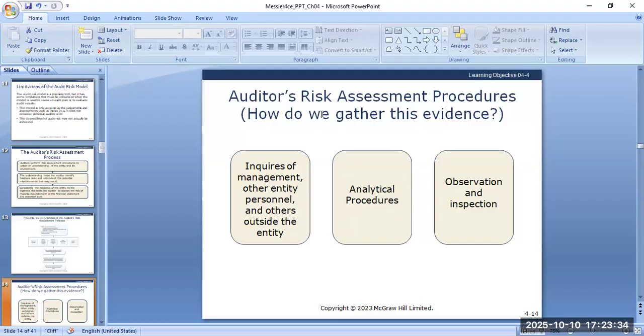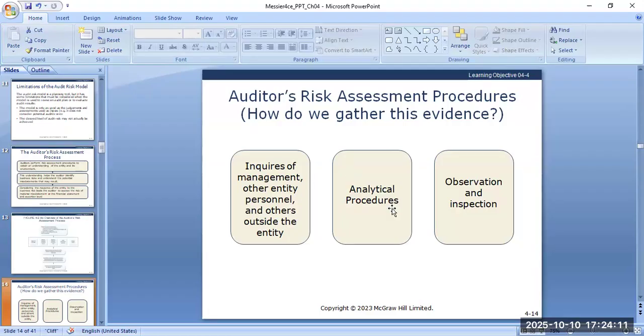Once we assess the risk, what will be the procedures that we're going to put in place to gather the evidence? Again, we can make some inquiry to the management or to the outside entity in order to understand. Remember, the objective here is to get an understanding about the business, and whether there are any risks.